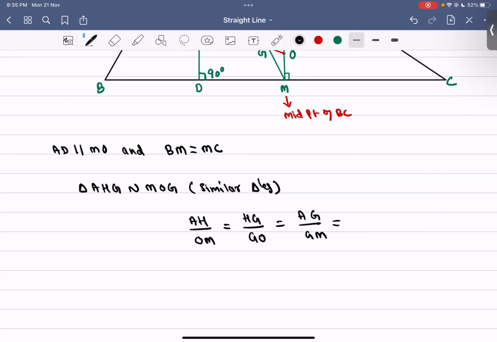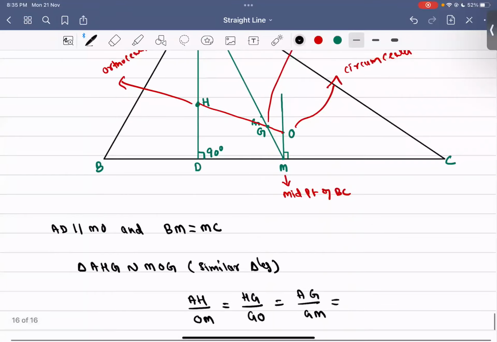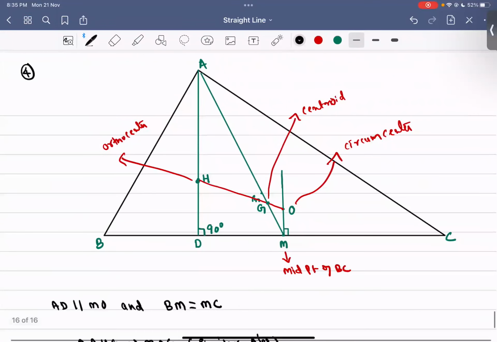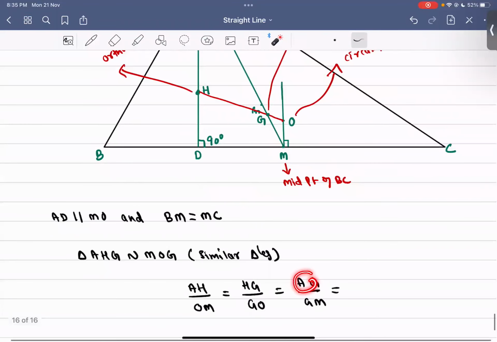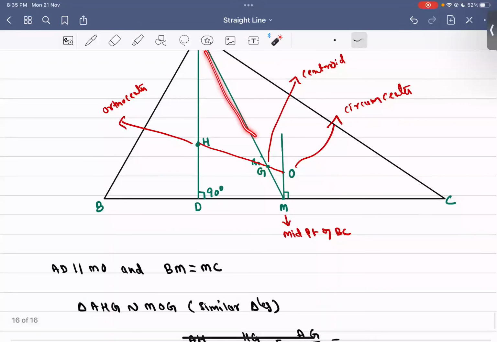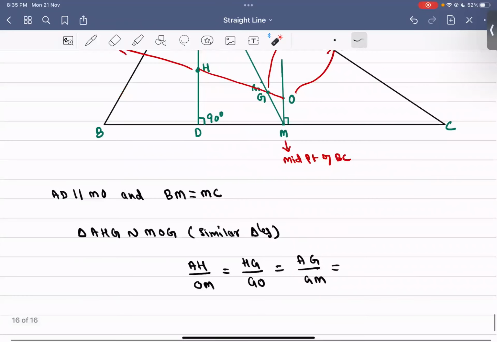Now already we know from school mathematics or plane geometry that the centroid divides the median in the ratio of 2:1 internally. Yes or no? Centroid divides median in the ratio 2:1 internally. So that is AG by GM. AG by GM is equal to what? 2:1. So this is equal to 2/1.